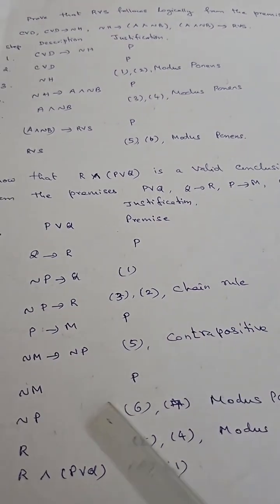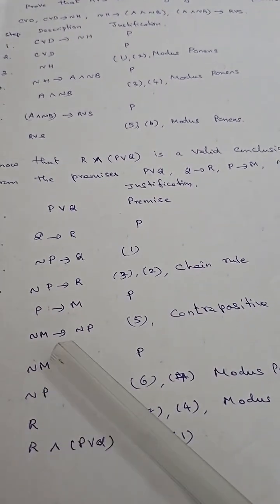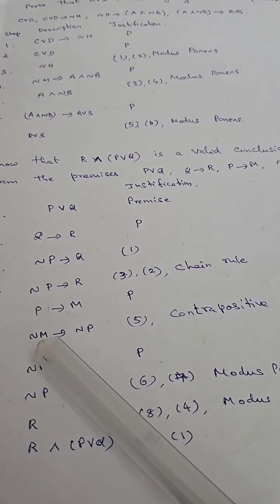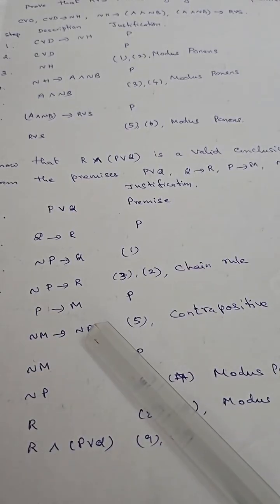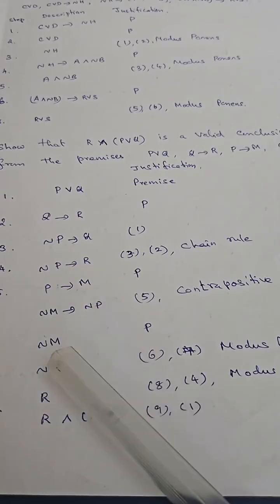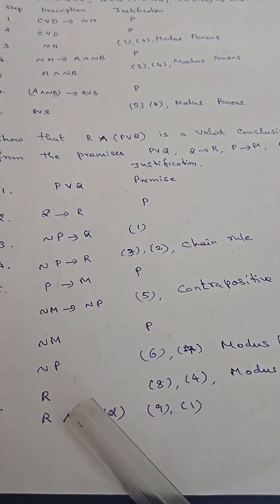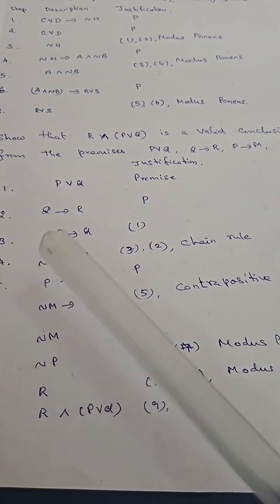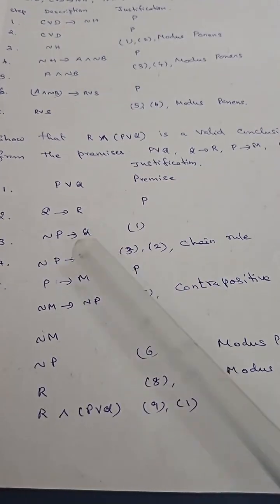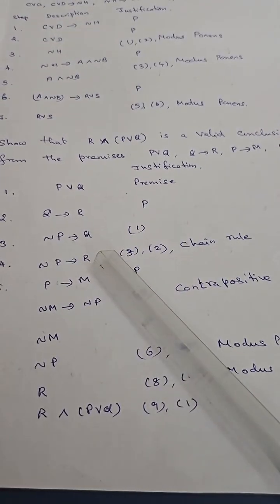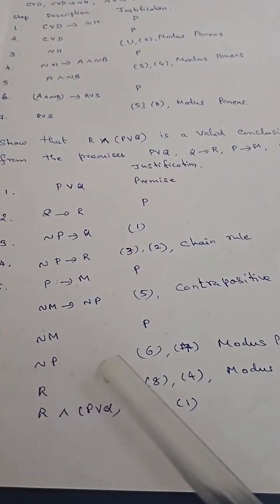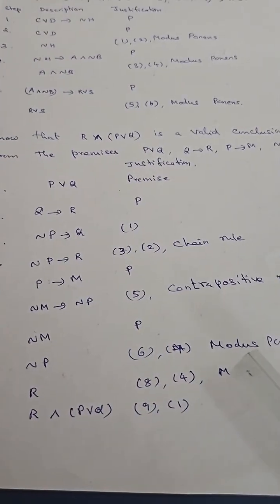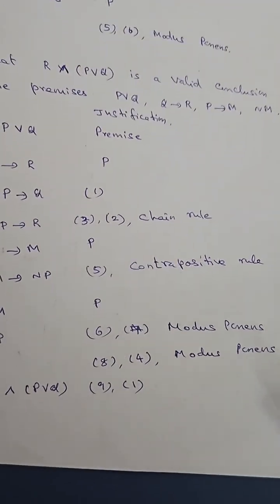Now, here I am using negation M true and negation M to negation P true. Then using modus ponens, I get negation P is true. Here, negation P is true and negation P to R is true. This gives R is true, again by means of modus ponens.